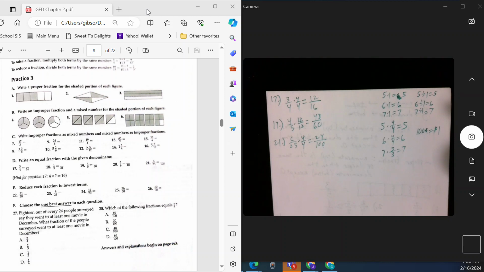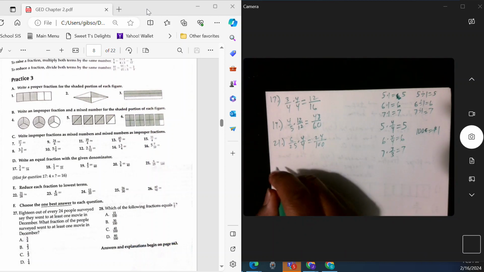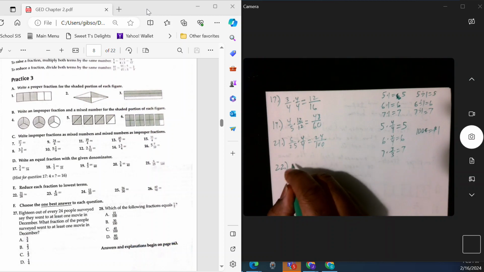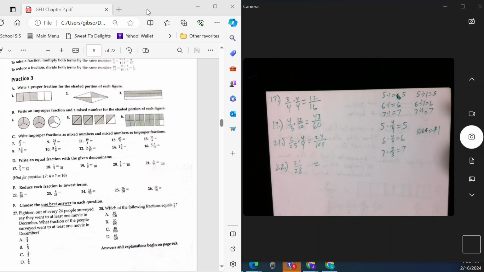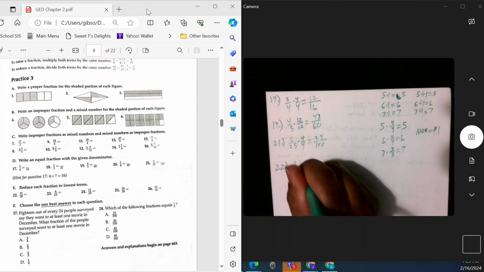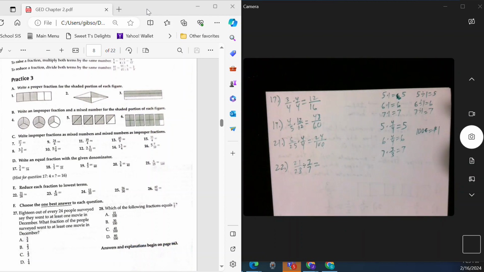Now, with E, we're going to do the opposite. It says reduce each fraction to lowest terms. So, for problem 22, and I'm still going to leave a little space, we have 21/28, and I'm going to put an equal sign here. Now we have to ask ourselves, is there a number that can be divided into 21 and 28? That number, yes, that number is 7. So we could divide both of these by 7/7.